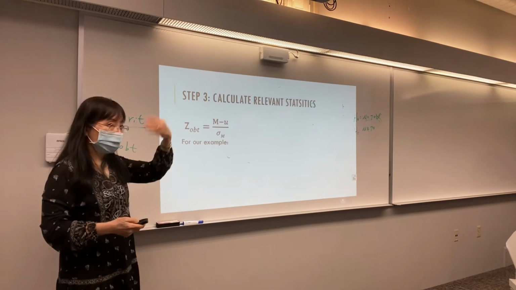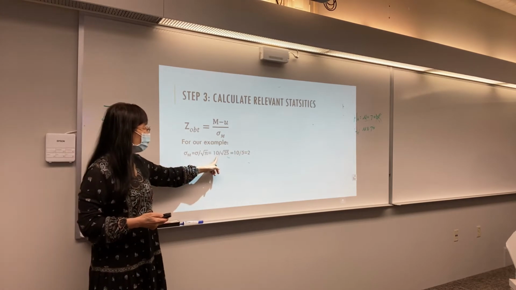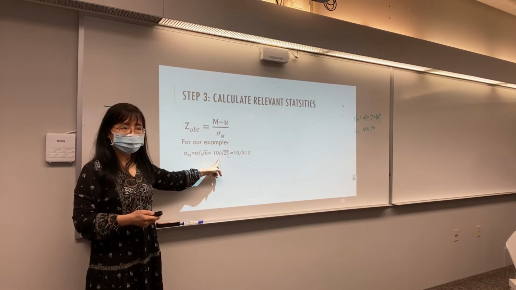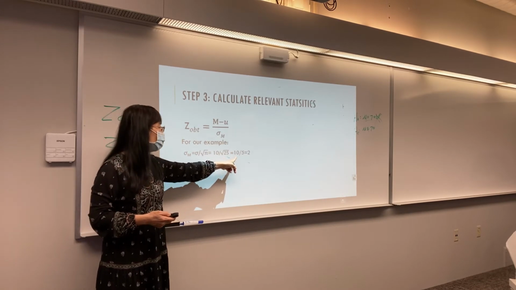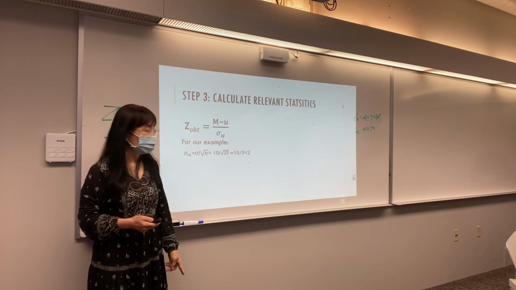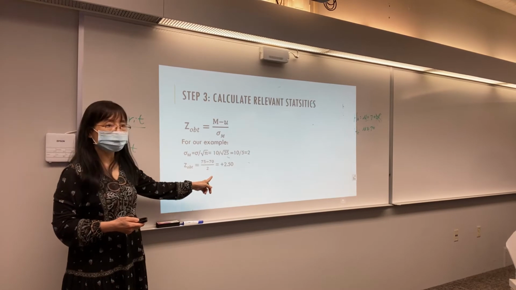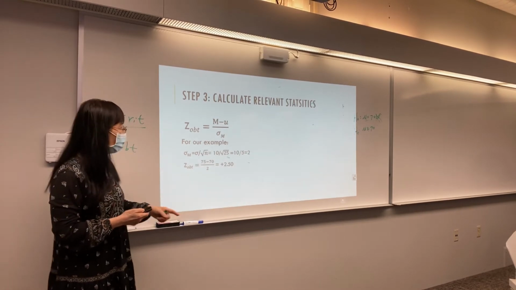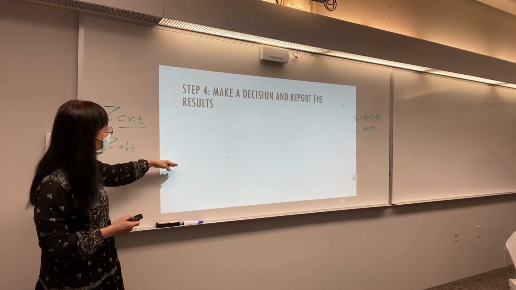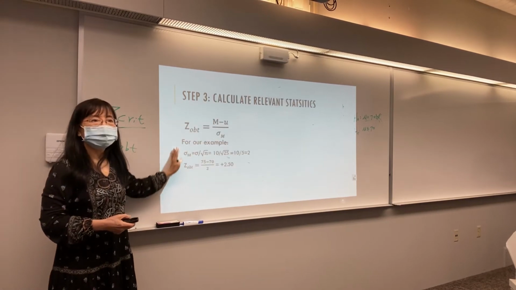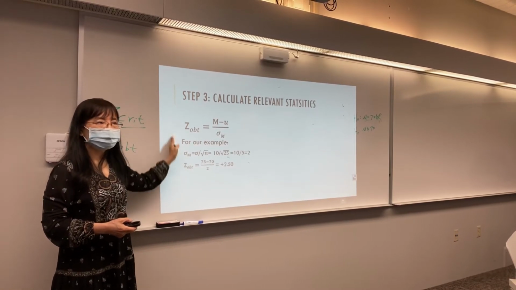So for our example, you have a standard deviation of 10 and you have 25 people. So you got your standard error is 2. Then you got your Z obtained is 2.5. Now we have to get to the decision, but make sure you know this. Everybody good here? Step 3 is easy, you got this.